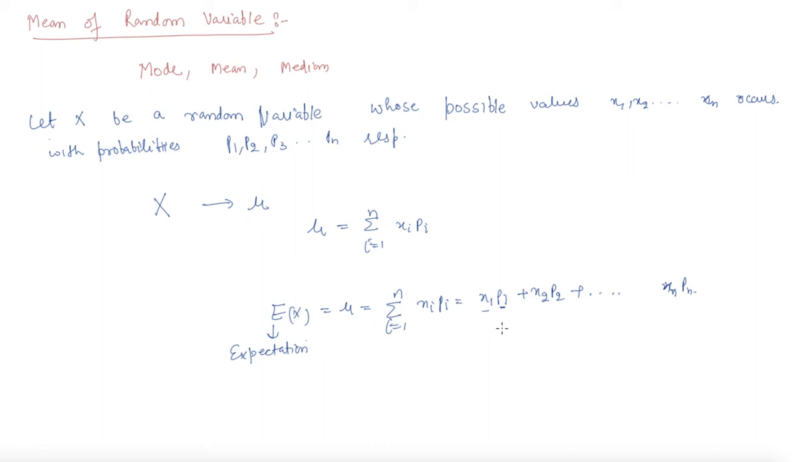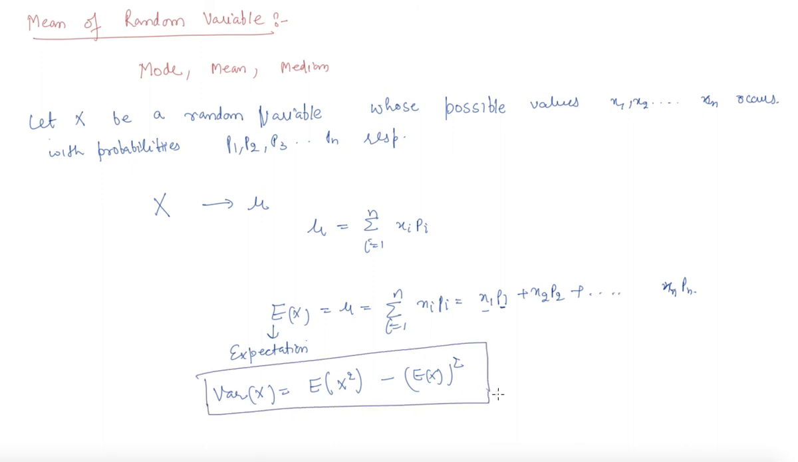In the same way we can define the variance, which, as you all know, relates to the mean: the variance of x is the expectation of x square minus mu square. So with this we have covered what the mean and variance of a random distribution are.